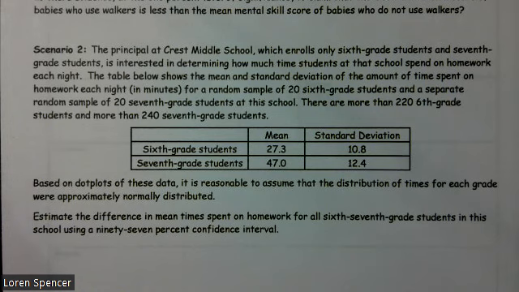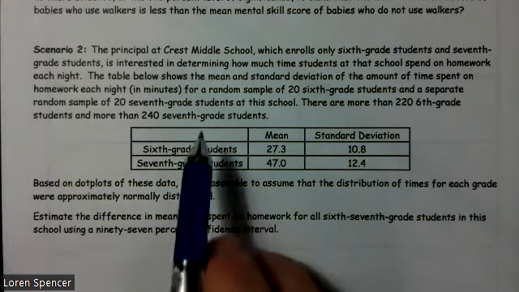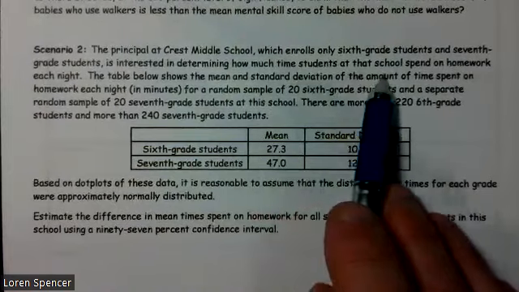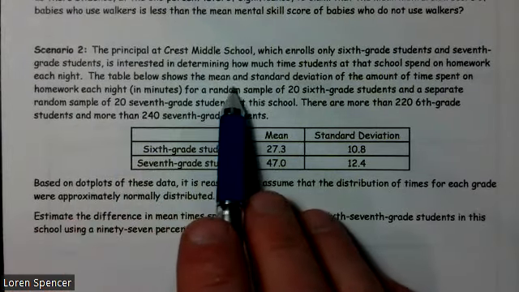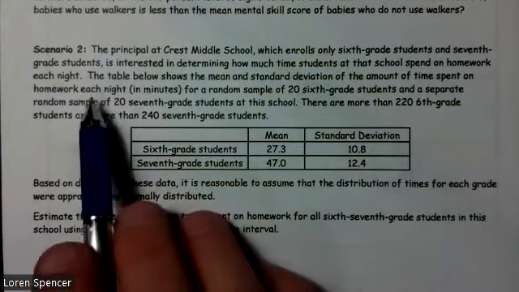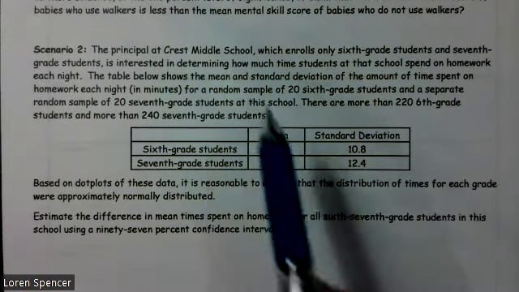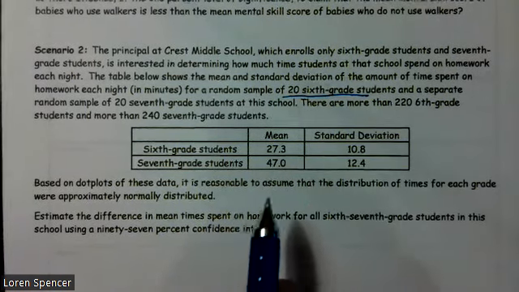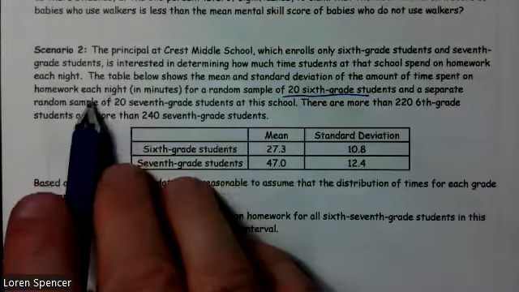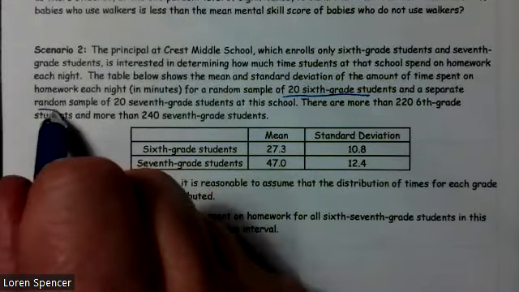The principal at Crestview Middle School, which enrolls only 6th grade and 7th grade students, is interested in determining how much time students at that school spend on homework each night. The table below shows the mean and standard deviation of the amount of time spent on homework each night, in minutes, for a random sample of 26 6th grade students. All right, so we have 26 6th grade students and a separate random sample of 27 7th grade students.